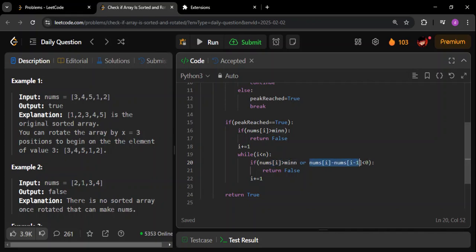Now, if nums of i minus nums of i minus 1 is less than 0, then it is not following the non-decreasing property. In that case, again, we have to return false. If that's not the case, we simply increment i plus 1 and go to the next loop. This will keep continuing. And let us say we come out of this loop without any return statements, then finally we return true. That was all the solution.